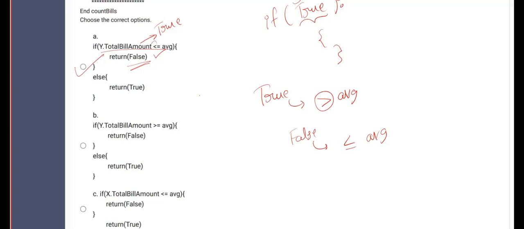That means as we are done with less than or equal to average, the only option that is present here is y dot total must be strictly greater than average. So option A is the correct answer.